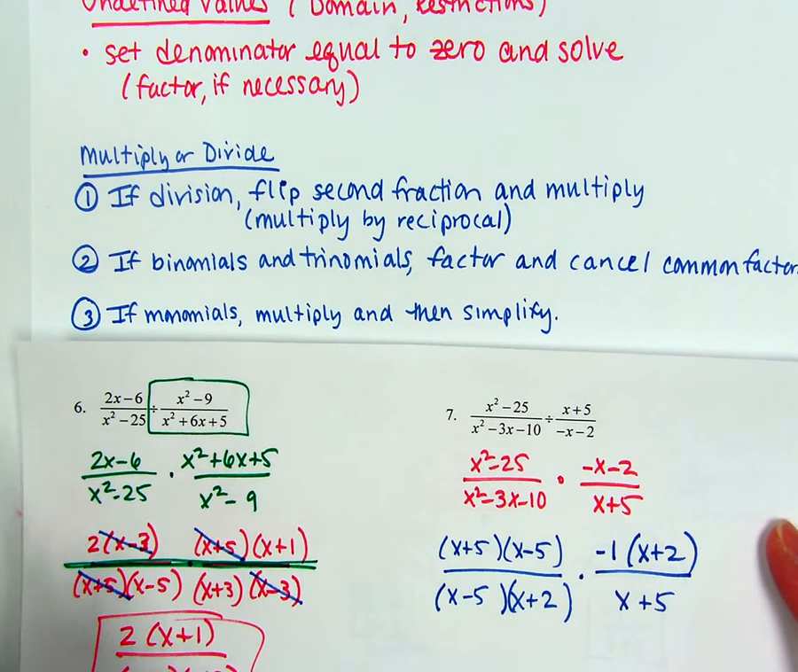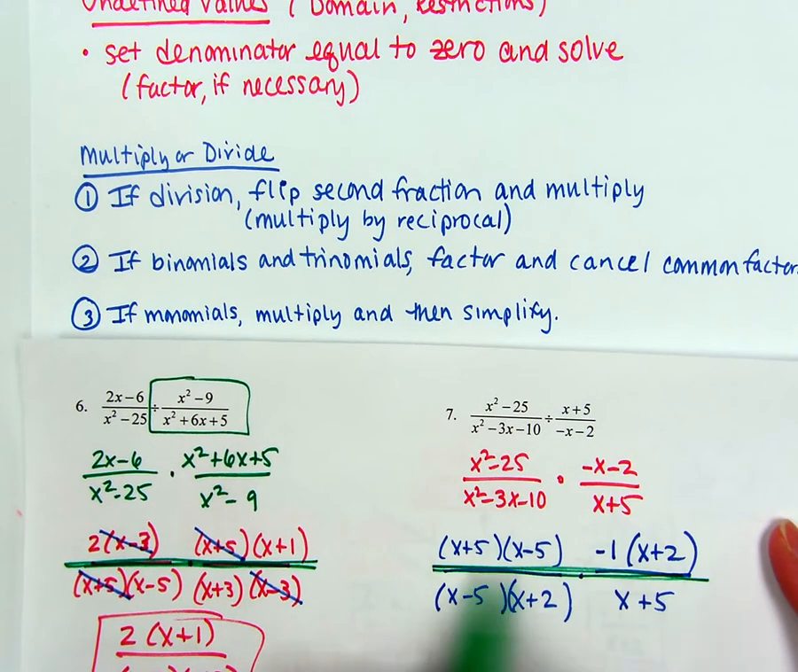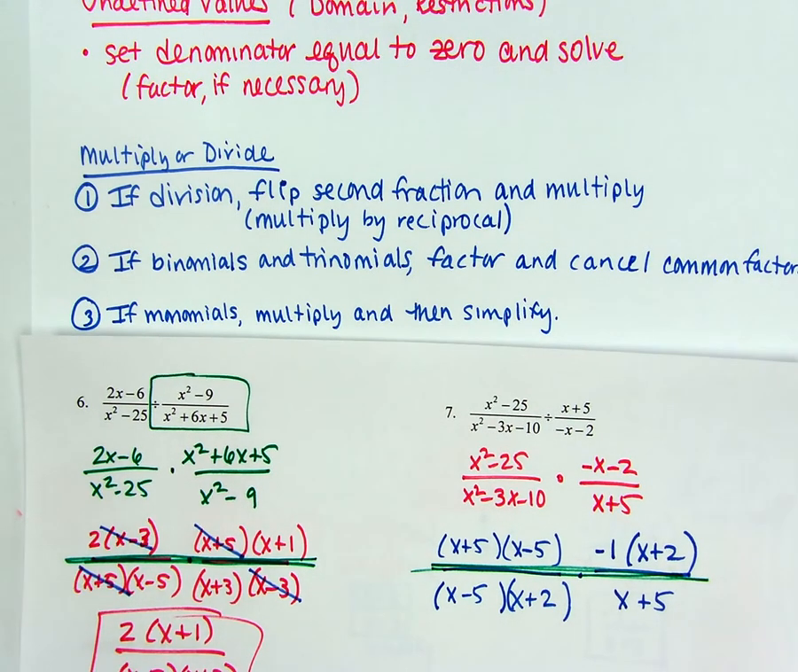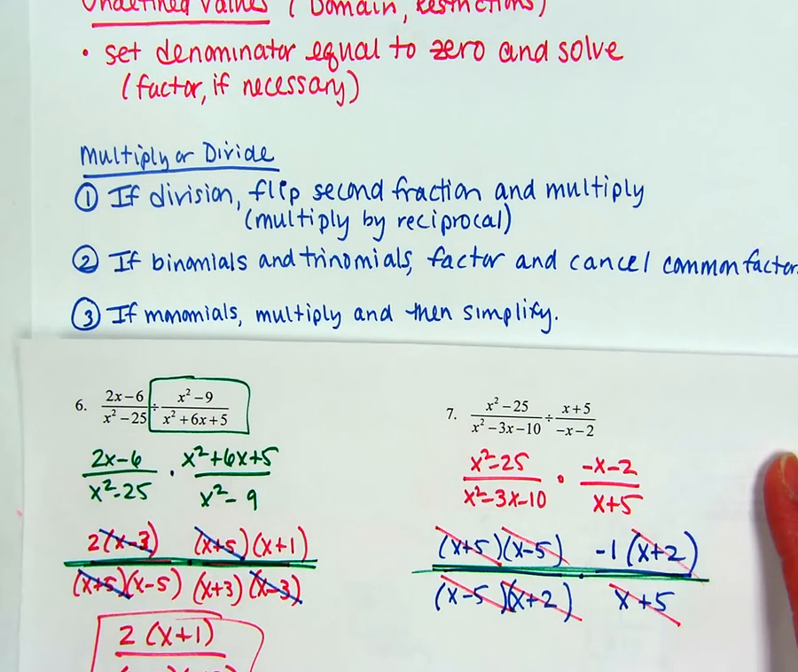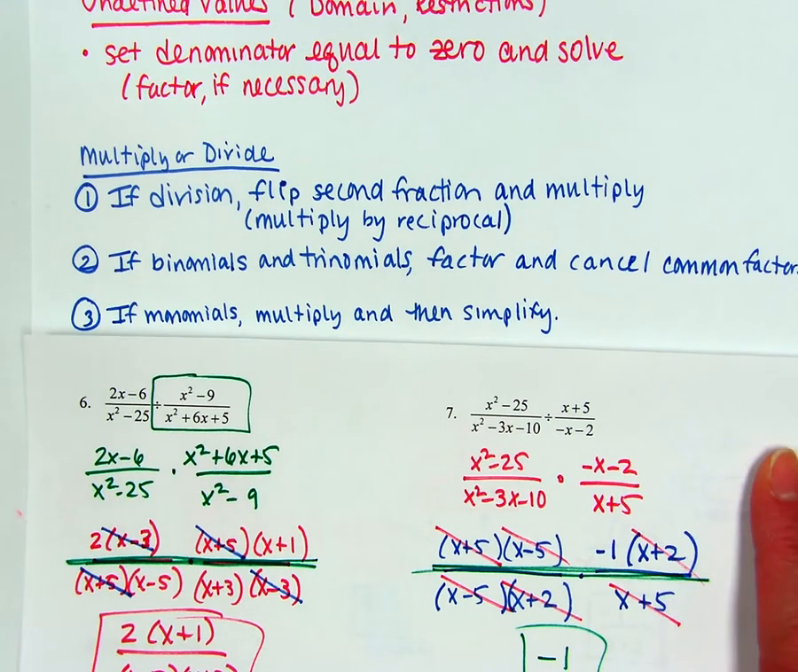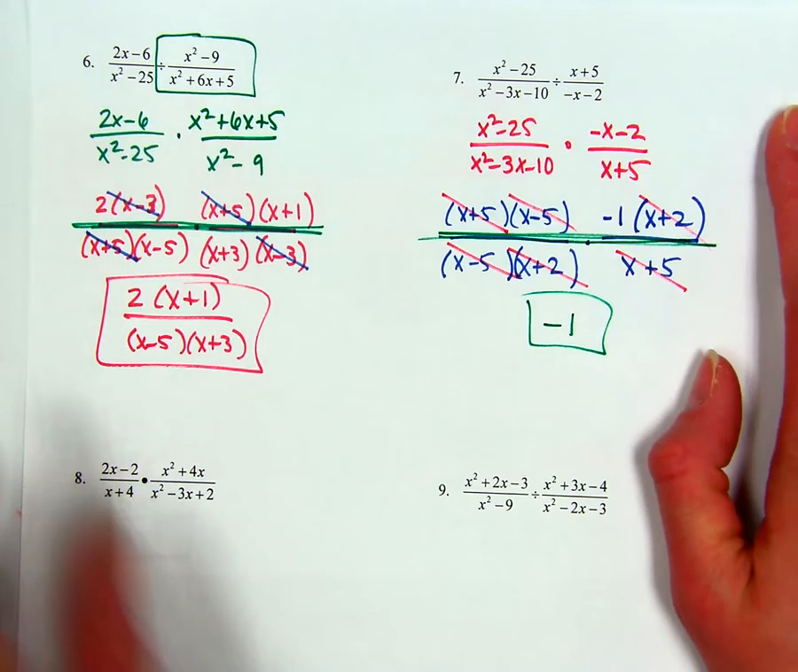Okay, so now again, look at it as one big division bar. And anything that's the same on the top and the bottom can cancel. So we got x plus 5, x minus 5, x plus 2. All those cancel, so the only thing that's left is -1. That's your final answer. All right, last two problems.